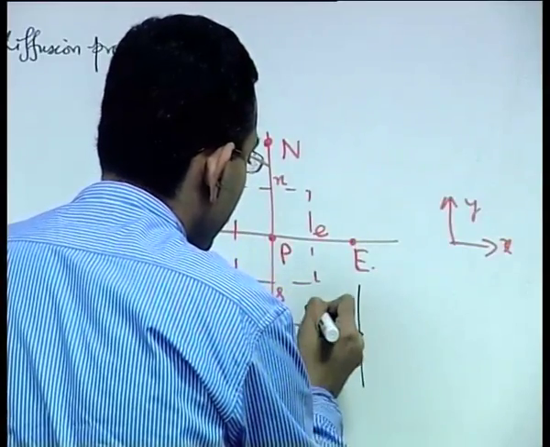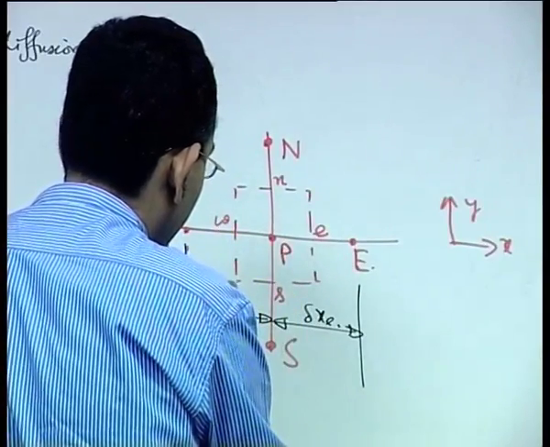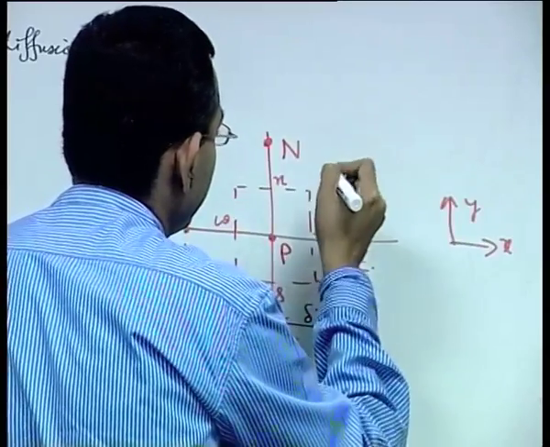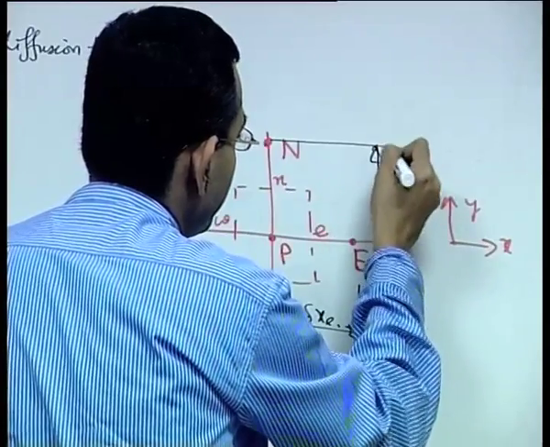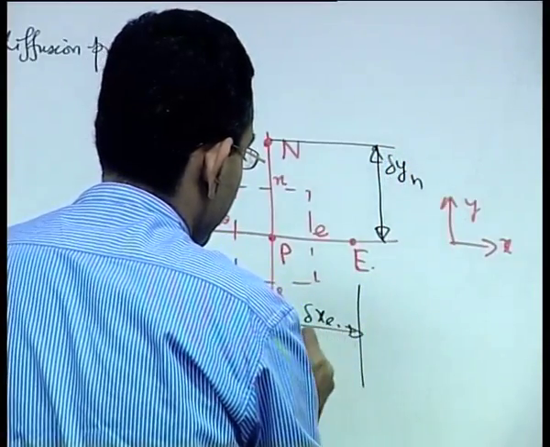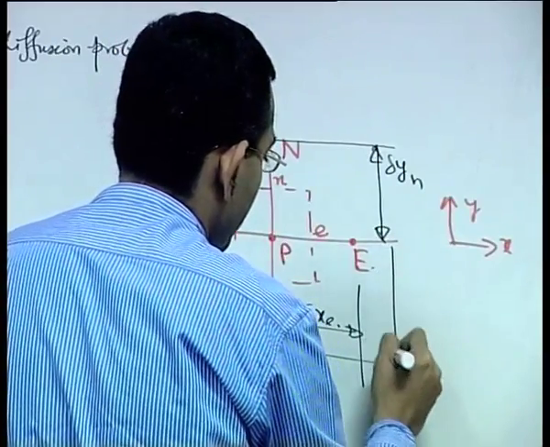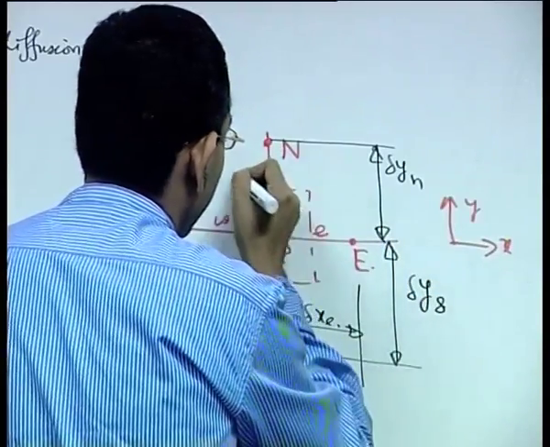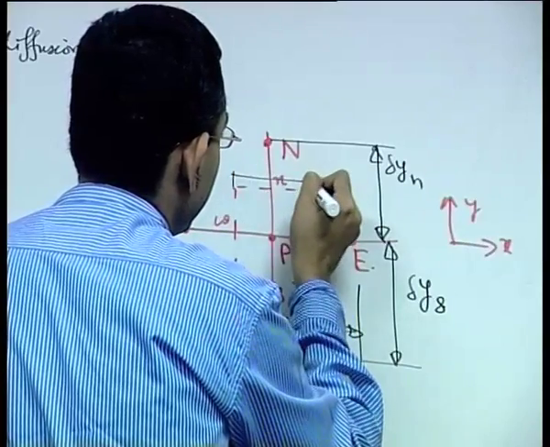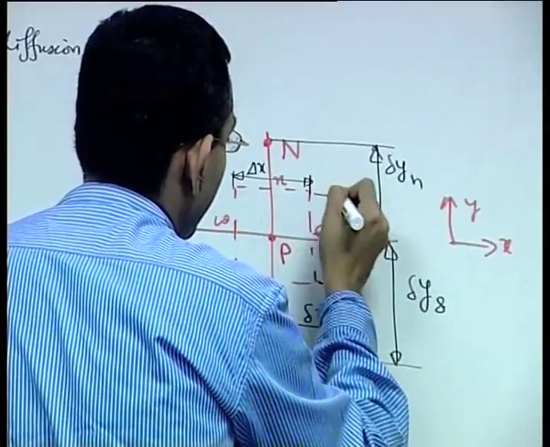delta x e, delta x w, delta y n, then delta y s, delta x and then delta y.